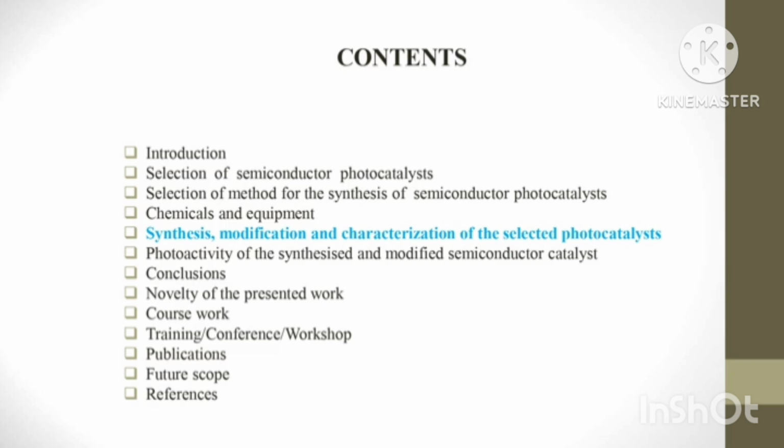So now we are in day 112, and as I have highlighted again, the point is synthesis, modification and characterization of the selected photocatalyst. So we'll continue the same.